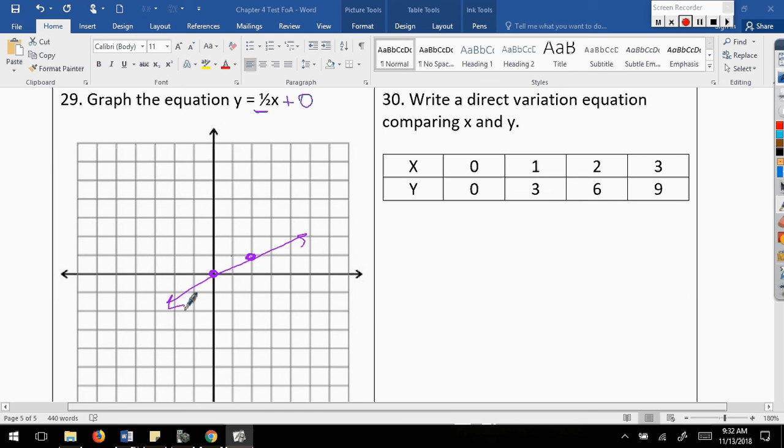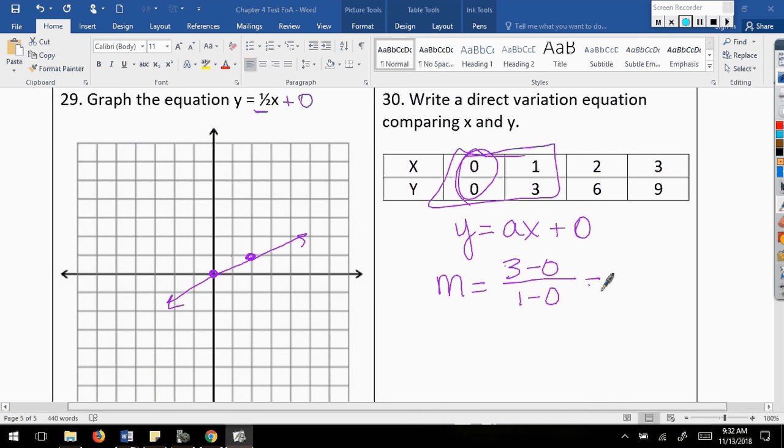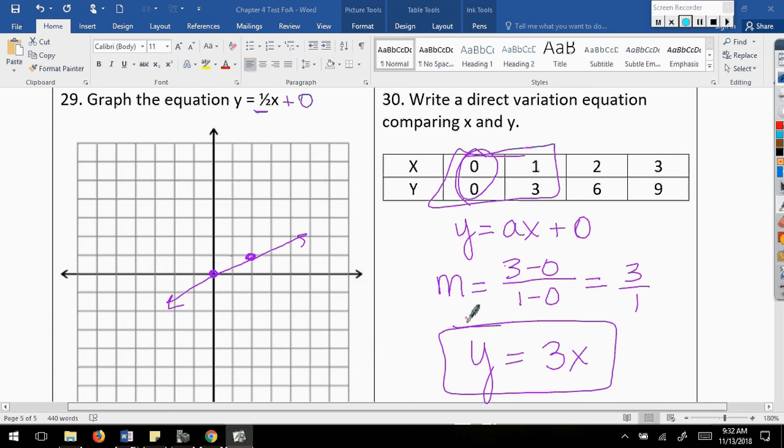And then 30 asked me for a direct variation equation. So with direct variation, remember it's of the form ax, which means my intercept is going to be 0, and you can see that from 0, 0. So really all I need is the slope. So to find the slope between 2 points, and I'm going to choose these first 2 points because they are the easiest, I'm going to do 3 minus 0 divided by 1 minus 0. So I get 3 over 1. So the equation for the line, or the direct variation equation, is 3x.